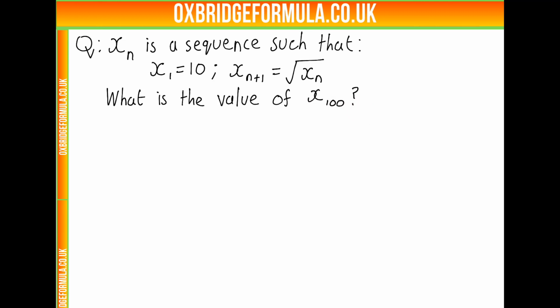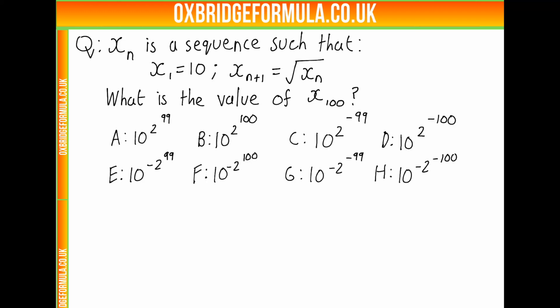For this 100th term, we're given a variety of different options. We're given these 8. So 10 to the 2 to the 99, 10 to the 2 to the 100, 10 to the 2 to the minus 99, 10 to the 2 to the minus 100. And similar for the last 4, 10 to the minus 2 to the 99, 10 to the minus 2 to the 100, 10 to the minus 2 to the minus 99, and 10 to the minus 2 to the minus 100.